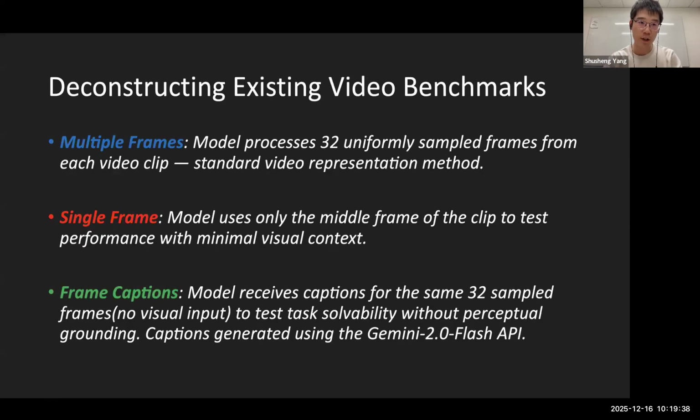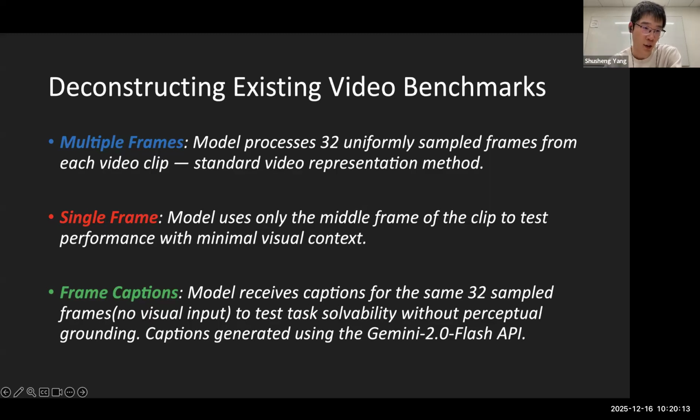So to answer this question, we deconstruct the existing video benchmarks. We try the following 3 different evaluation protocols. The first one is multiple frames. We choose a video model and evaluate it on a bunch of video benchmarks by just processing 32 uniformly sampled frames and then feeding the frames into the model. This is a very standard video representation method.